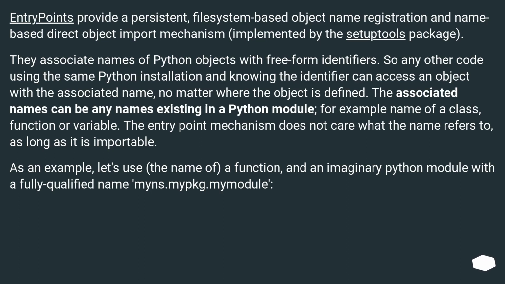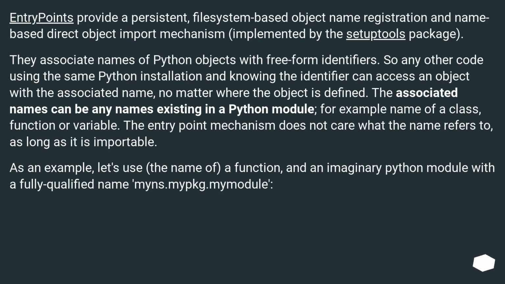Entry points provide a persistent, file system-based object name registration and name-based direct object import mechanism, implemented by the setuptools package. They associate names of Python objects with free-form identifiers. So any other code using the same Python installation and knowing the identifier can access an object with the associated name, no matter where the object is defined. The associated names can be any names existing in a Python module, for example the name of a class, function or variable. The entry point mechanism does not care what the name refers to, as long as it is importable.